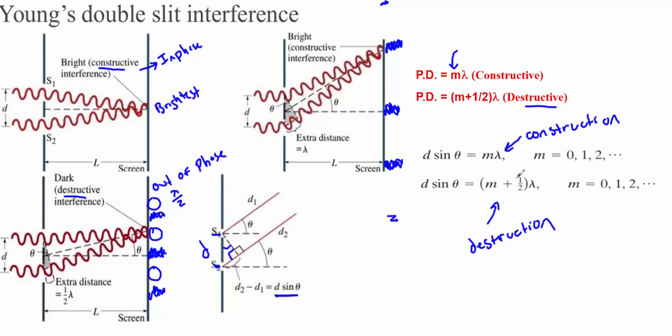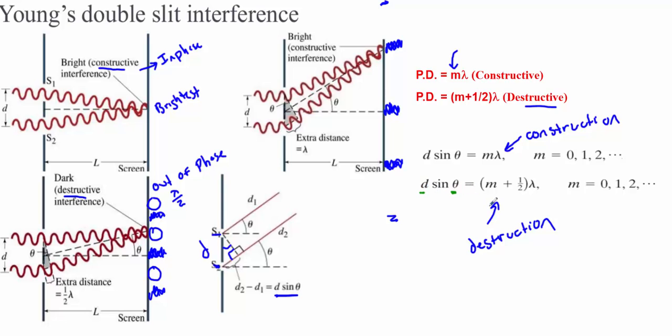Again, be very clear about these two equations. When it's just d sine theta equals m lambda, it's going to be whole number increments starting at 0. When we're talking about destruction, we're going to do d sine theta equals m plus 1/2 lambda. Again, whole number increments starting with 0. So m equals 0 would be half lambda, m equals 1 would be 1.5 lambda, etc., all the way down the line.